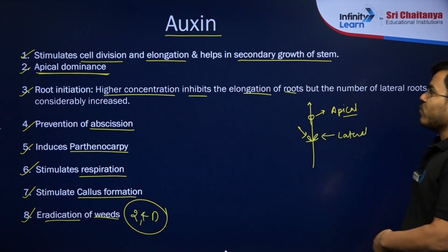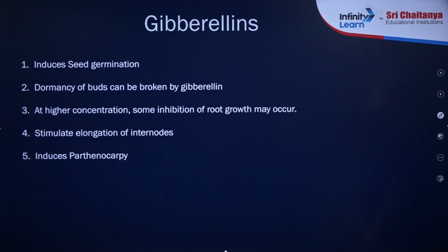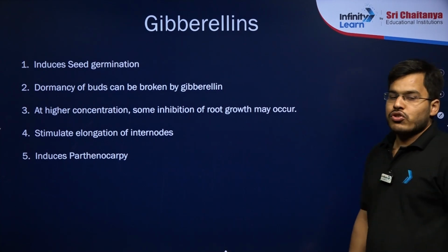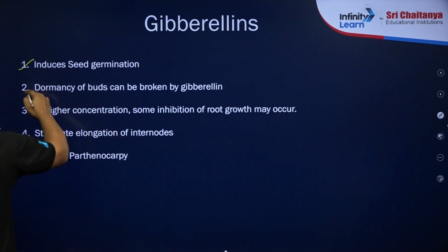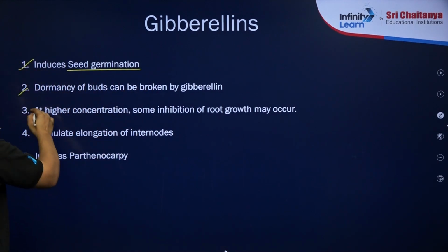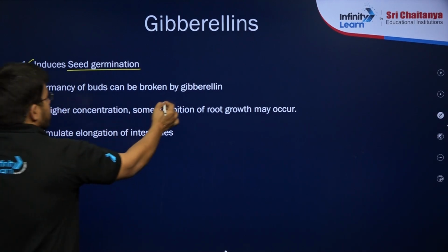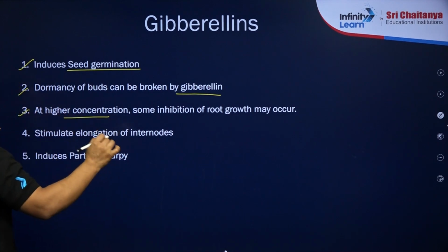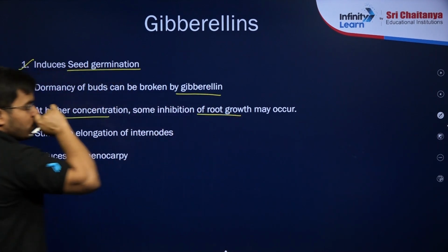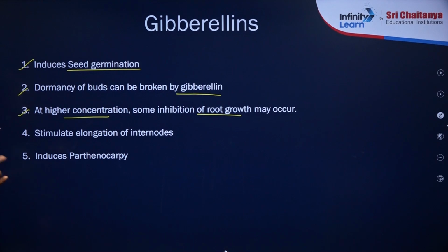After that, students, the next important hormone, again a growth hormone, is gibberellin. So gibberellin and auxin are both growth hormones. Gibberellin helps, students, in the induction of seed germination. A new plant arises from the seed with the help of gibberellin. Second, the dormancy of buds is broken by gibberellin. Whatever kind of buds are present inside the plant, their dormancy will be broken down. Next, at higher concentration, students, inhibition of root growth can be seen with gibberellin also, like auxin.